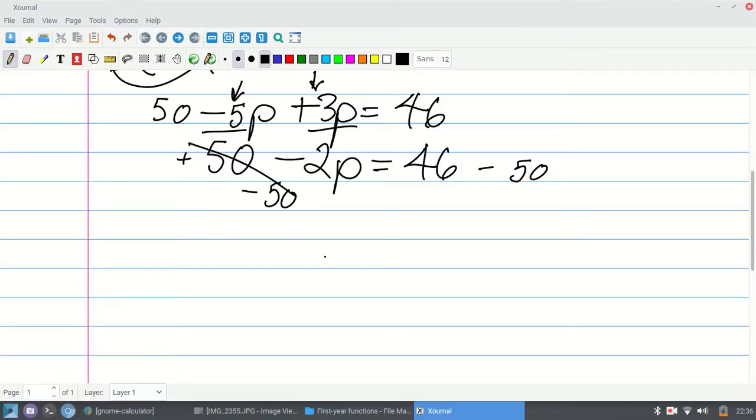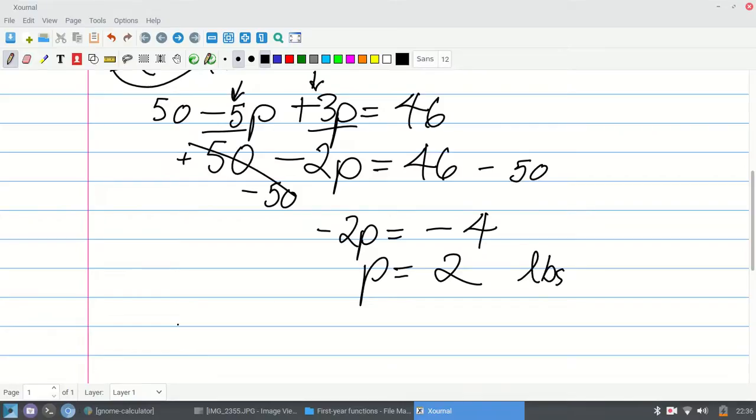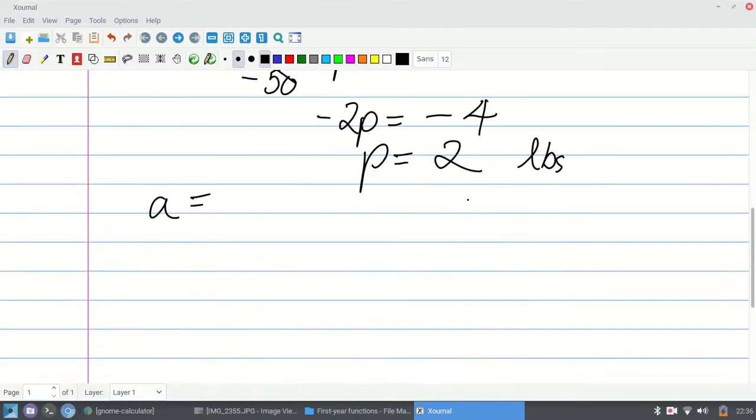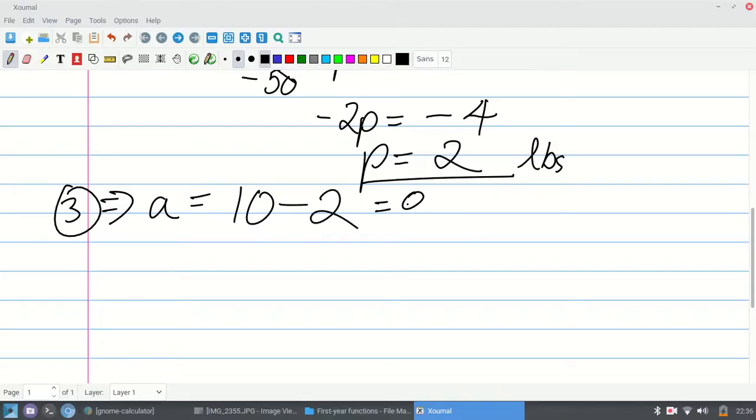That will kill those two, and I get negative 2P equals 46 minus 50, that's negative 4. So P has to be negative 4 over negative 2, and that result is 2. So I've got 2 pounds of peanuts. To get the last bit, A was found in terms of P. I'm going to call this equation 3. Equation 3 implies that A must be 10 minus 2, because that's P. So 10 minus 2 is 8 pounds. And I am done.